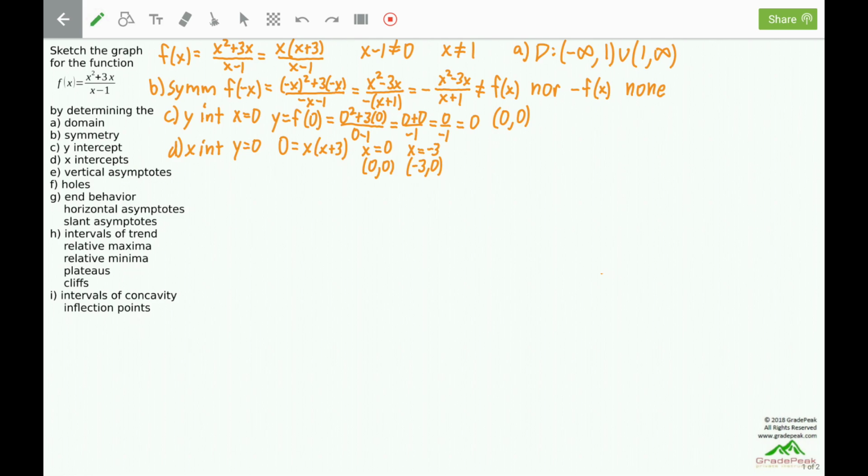For part E, we want to determine the vertical asymptotes. This is done by taking the denominator that remains after canceling any factors from the numerator and denominator. No factors canceled. We had an x minus 1 left over in the denominator of f of x. Setting it equal to 0 and solving for x, x equals positive 1 will be the vertical asymptote here.